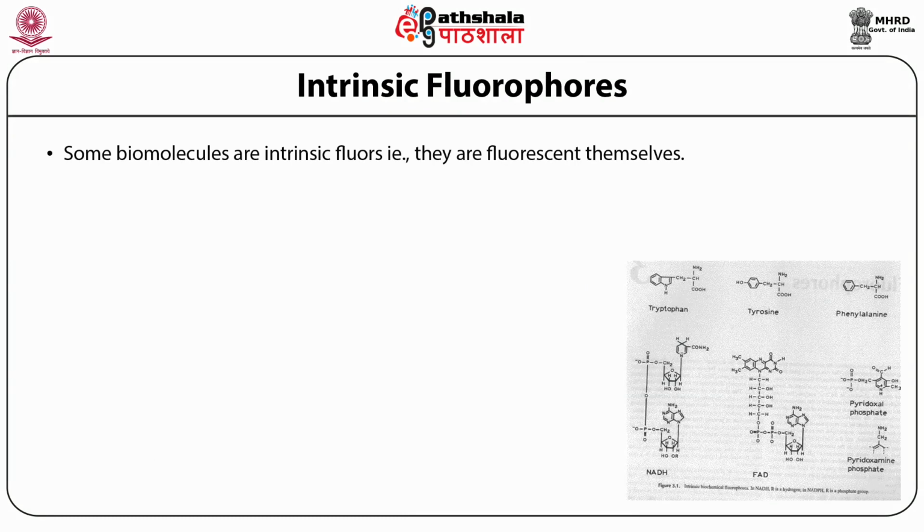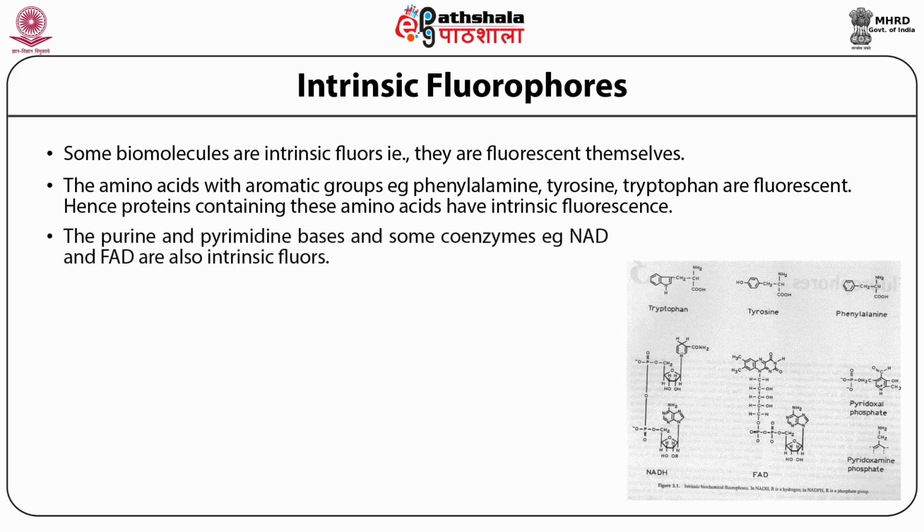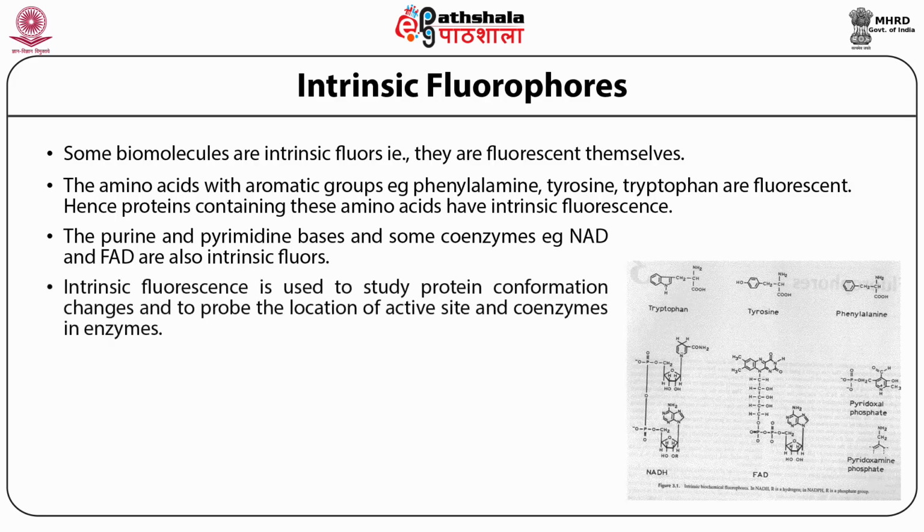You can read here. We discuss the intrinsic fluorophores. These are some biomolecules having their own intrinsic fluorophore, that are fluorescent themselves. The amino acids with aromatic groups such as phenylalanine, tyrosine, tryptophan are fluorescent. Hence, proteins containing these amino acids have an intrinsic fluorescence. The purine and pyrimidine bases of some enzymes, for example NAD and FAD, also show intrinsic fluorescence. Intrinsic fluorescence is used to study protein conformation changes, and to probe the location of the active site and coenzyme.